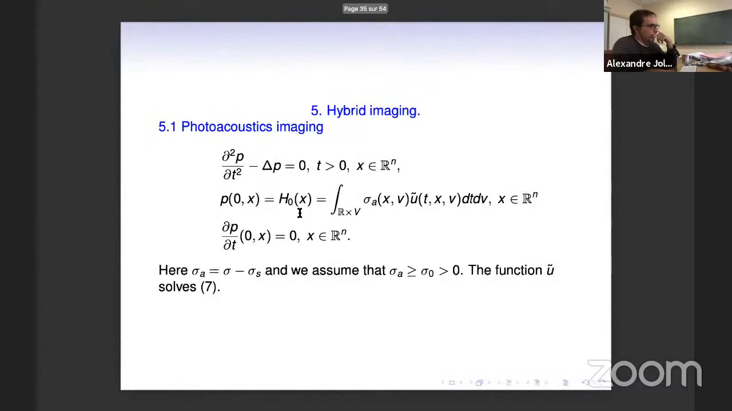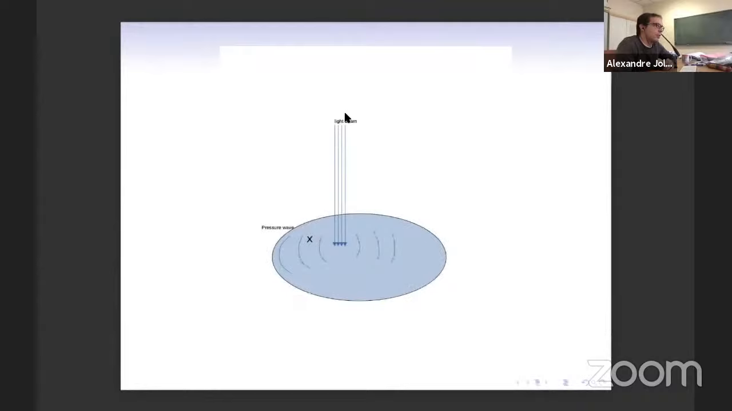So let me now show you the equation. Here you have the wave propagation of the pressure wave inside the body. I put Rn, but you can think of a domain X. And the initial pressure P0 is, assuming that you have recorded the pressure wave and you have fully recovered the initial pressure, then you have recovered the thermal energy H0, which is defined through the optical parameters by this formula. So sigma A is sigma minus sigma S. It is actually what we call the true absorption of the medium. And U tilde is the solution of the non-stationary linear Boltzmann equation with a boundary light source given by this light source that is heating the domain.